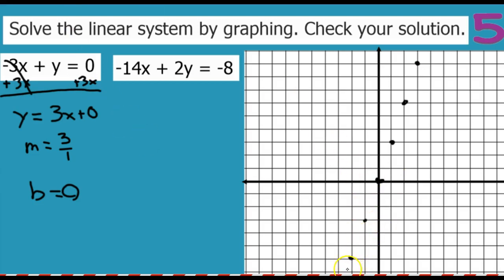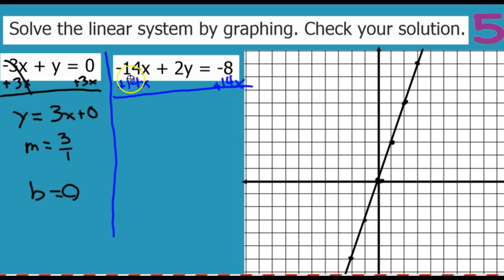So we can create our line then from that. Now we got to do the same thing for the next equation. Here we're going to move the 14 by adding the 14x. So we get 2y equals 14x minus 8. Now divide by 2 to get the y by itself.